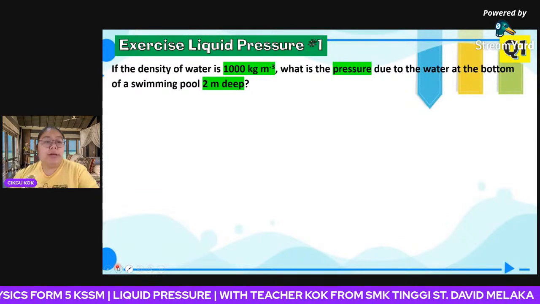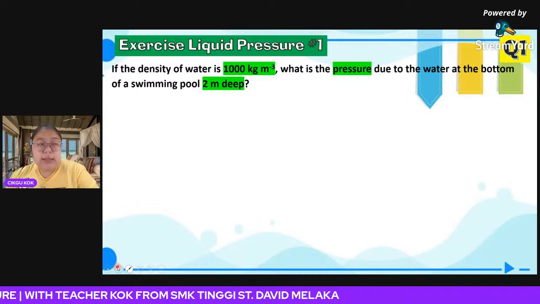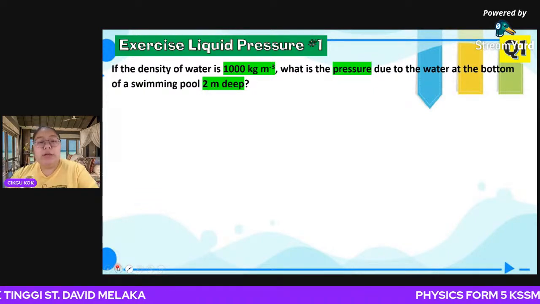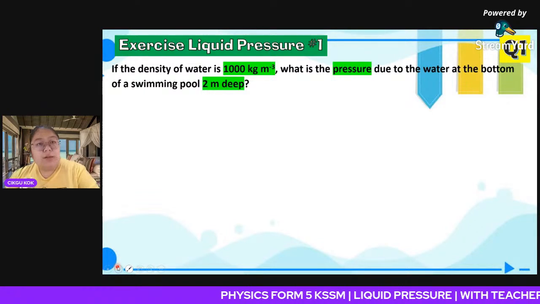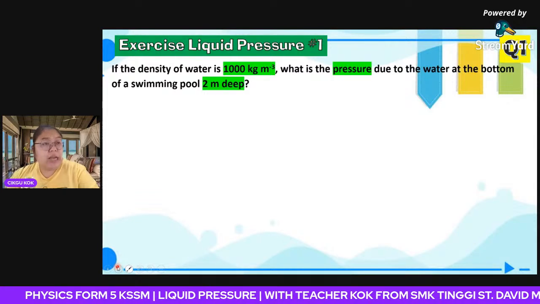Now we go to the exercise for liquid pressure one. Today I sent you this question. Hopefully you have finished, so today you can give me the answer. If you have not yet finished, take out the paper and we do it together, then you give me the answer. Prepare your calculator, and when I ask, type your answer in the chat room.